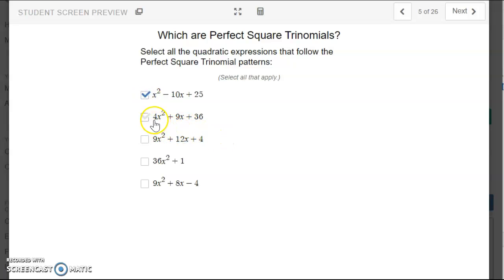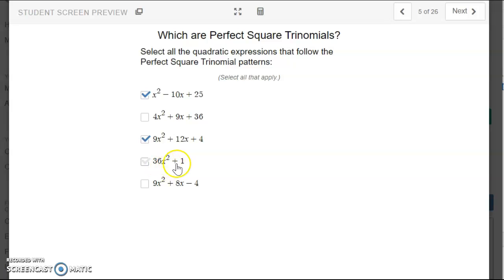What about this? The square root of 4x squared is 2x. 2x times the square root of 36, which is 6. 2x times 6 is 12x, and double that is 24x. This has to be 24x, not 9x. So this is not a perfect square. 9x squared, the square root of that is 3x, times the square root of 4, which is 2. 3x times 2 is 6x, and double that is 12x. Can be positive or negative. Happens to be positive, that's fine.